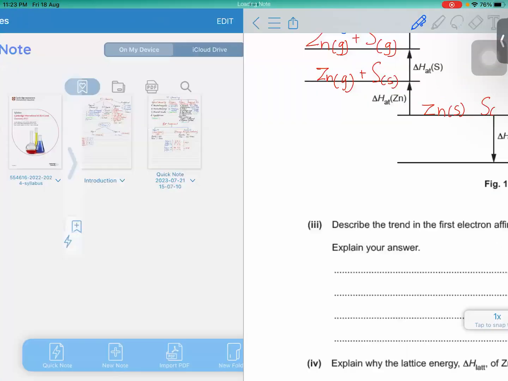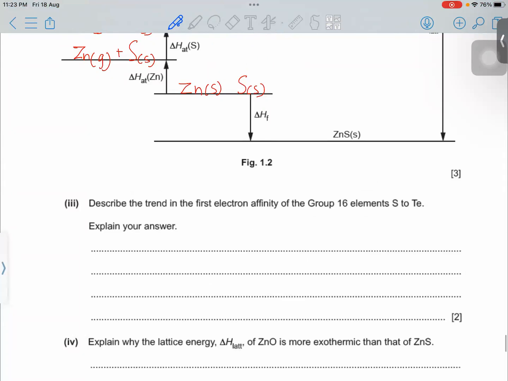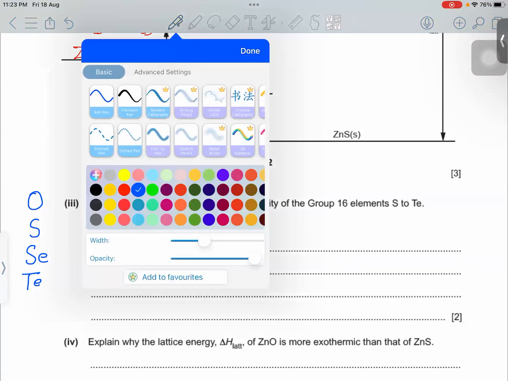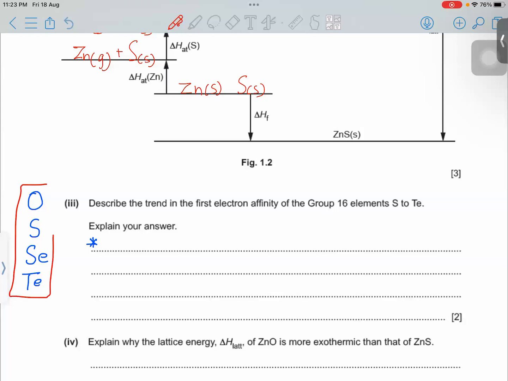So describe the trend in the first electron affinity of group 16, for 2 marks. Yes. Now give the answer. Sir, down the group, shell increases, shielding increases. The nuclear attraction will decrease. So the electron affinity will decrease down the group.